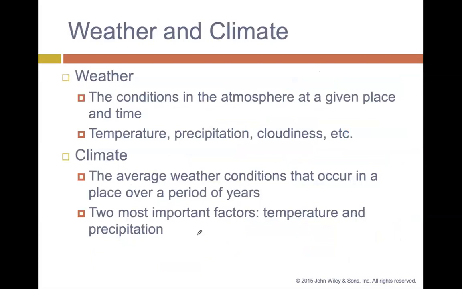Weather is the conditions in the atmosphere at any given place and time. It includes the temperature, precipitation, cloudiness, etc. So that's weather. Climate is the average weather conditions that occur in a place over a period of years. And there are two most important factors to climate: temperature and precipitation.